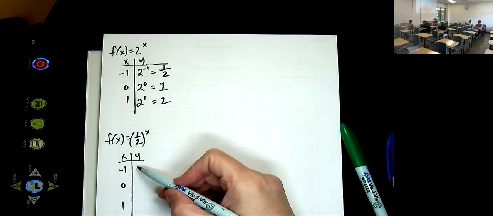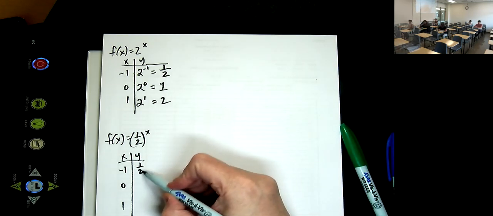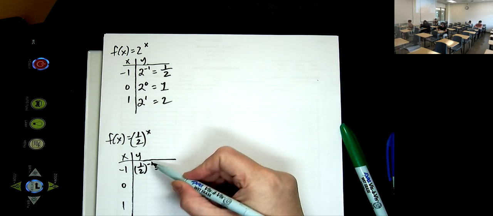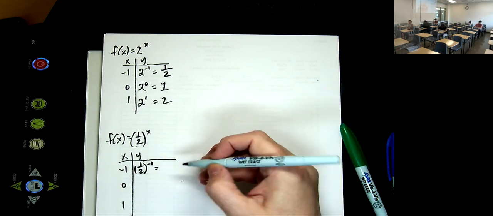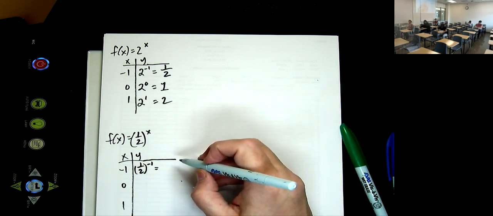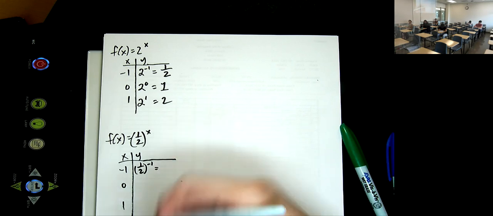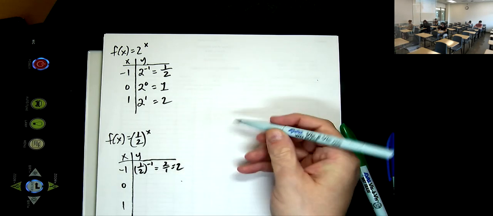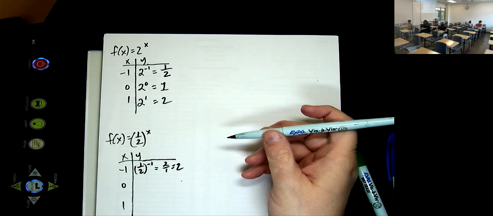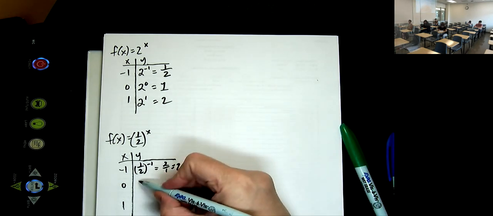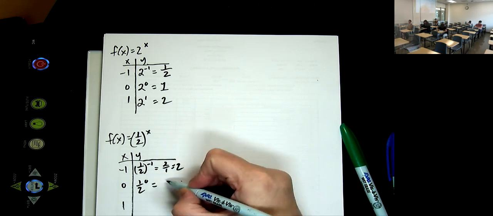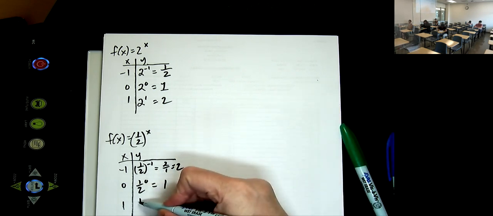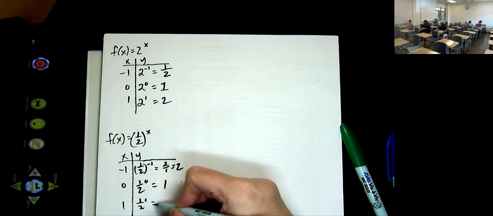We see if I stick in -1, I've got 1/2 to the -1. And the -1 makes it so I can flip the fraction over. If it was anything but a 1, we'd have to do the power as well, but 1 just flips it. That makes it 2/1, which is just 2. 1/2 to the 0 is just 1. And 1/2 to the 1 is 1/2.